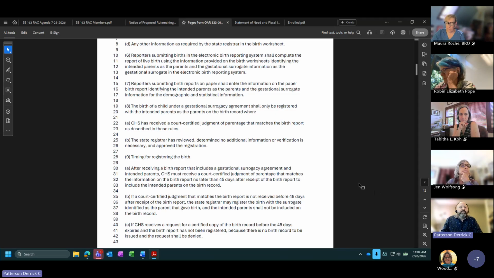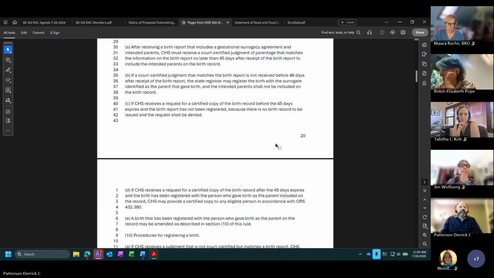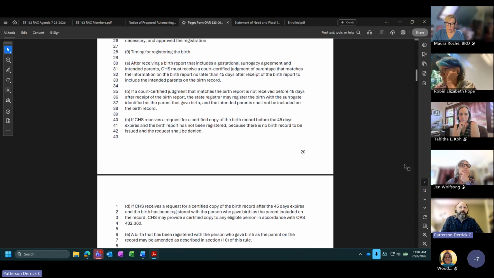All right, section 9. Timing for registering the birth. A, after receiving a birth report that includes a gestational surrogacy agreement and intended parents, CHS must receive a court-certified judgment of parentage that matches the information on the birth report no later than 45 days after receipt of the birth report to include the intended parents on the birth record. B, if a court-certified judgment that matches the birth report is not received within 46 days after receipt of the birth report, the state registrar may register the birth with the surrogate identified as the parent that gave birth, and the intended parent shall not be included on the birth record.